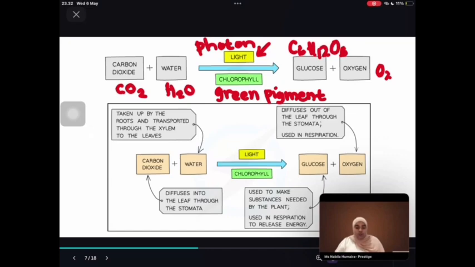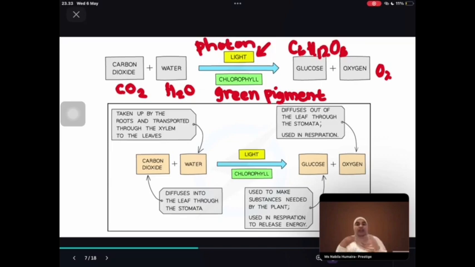So first, water is taken up by the roots and transported through the xylem to the leaf, and then carbon dioxide also diffuses into the leaf through the stomata. Yeah, plants have stomata. If you remember, the stomata is like the mouth of the plant. So the carbon dioxide diffuses into the leaf through the stomata, and light will help plants to do the photosynthesis process.